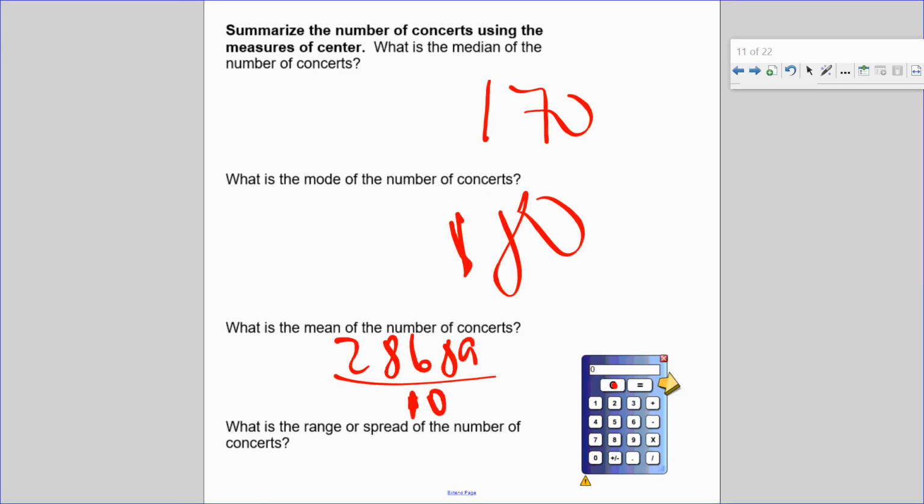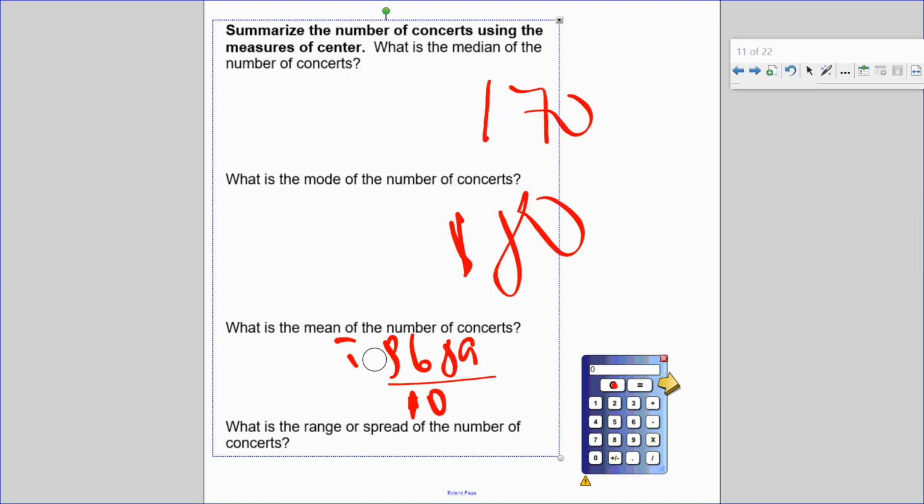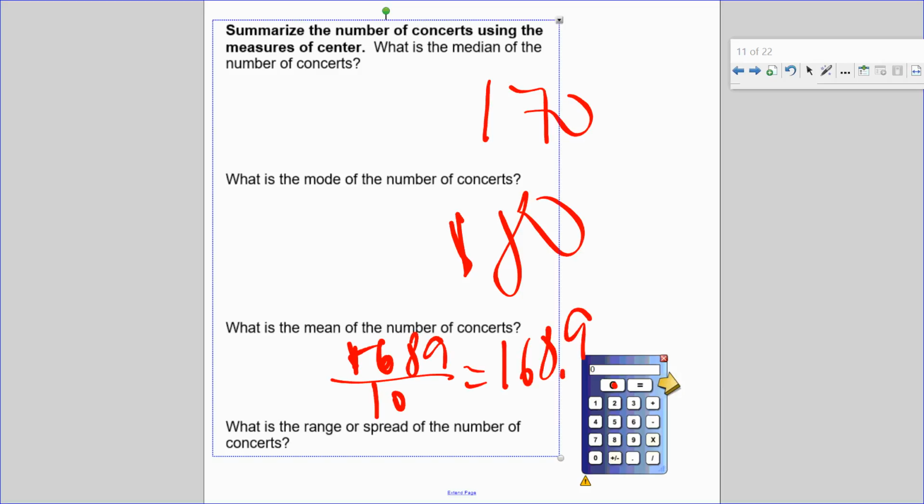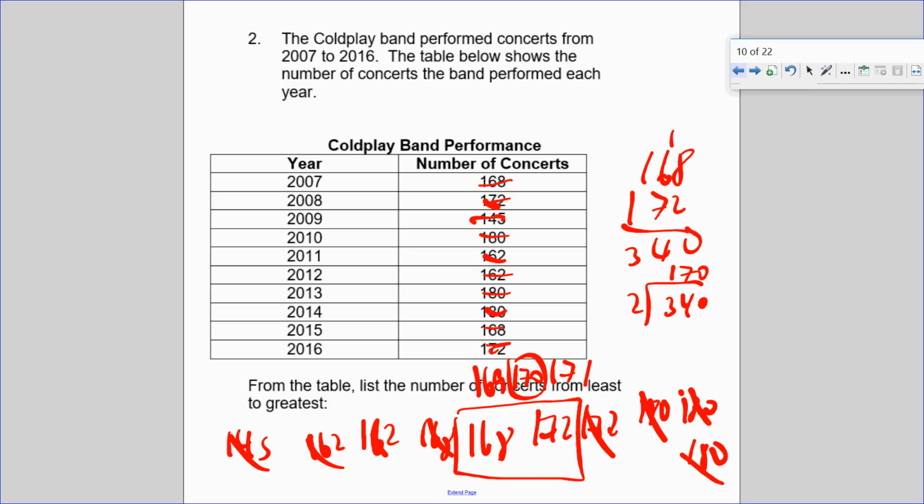Once I add it all up correctly, I came up with 1,689 divided by 10 years. And so my average is 168 and 9/10, which really is about, let's round it to about 169. So the average year they play about 169. So these are all below average, these are above average.